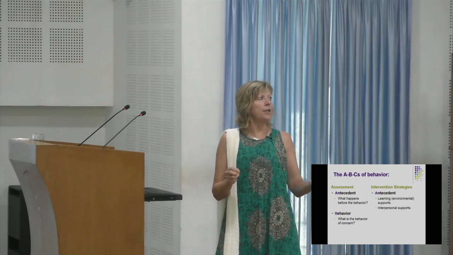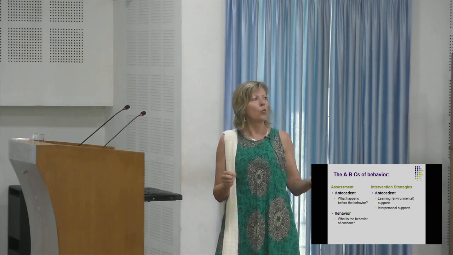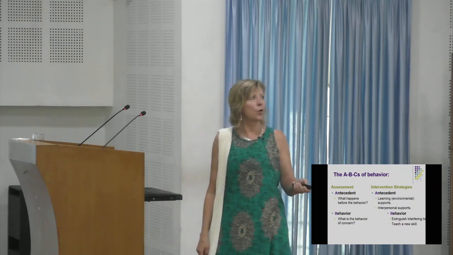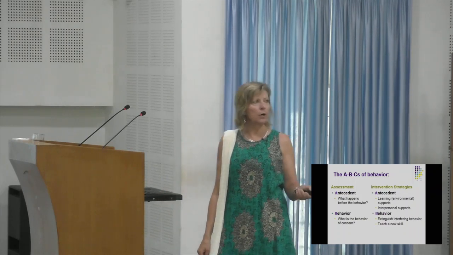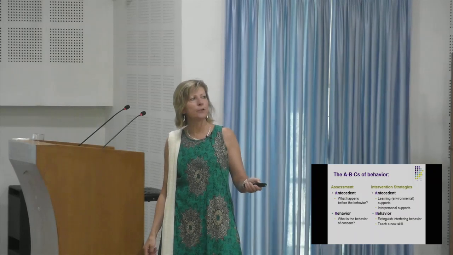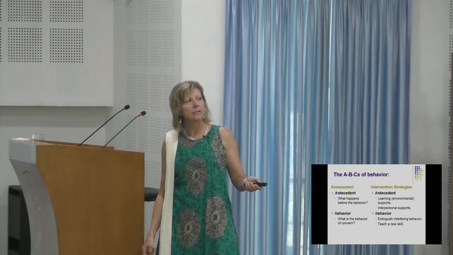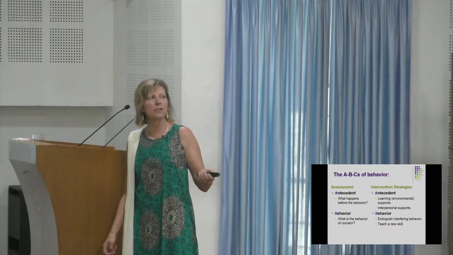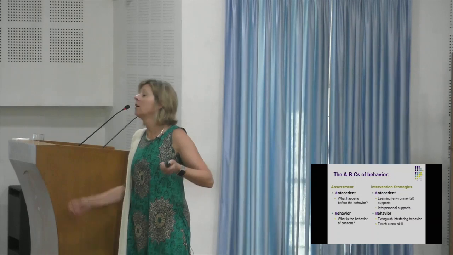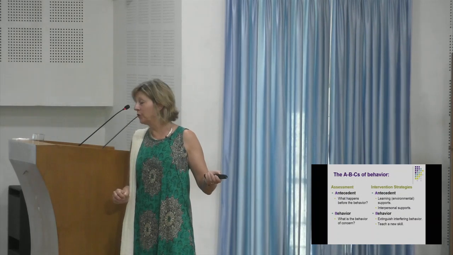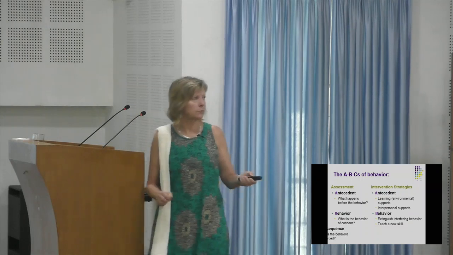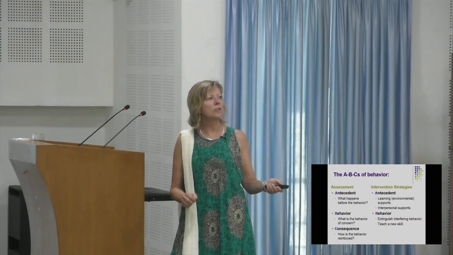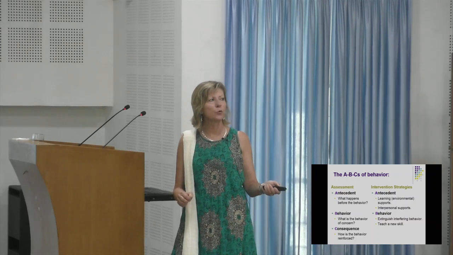So B under assessment stands for what is the behavior. It's all about identifying the behavior of concern. For intervention, it's all about extinguishing the interfering behavior and possibly teaching a new skill. You don't want to try to extinguish an interfering behavior without teaching a new skill. And last, C under assessment is how you're assessing how the behavior is reinforced.